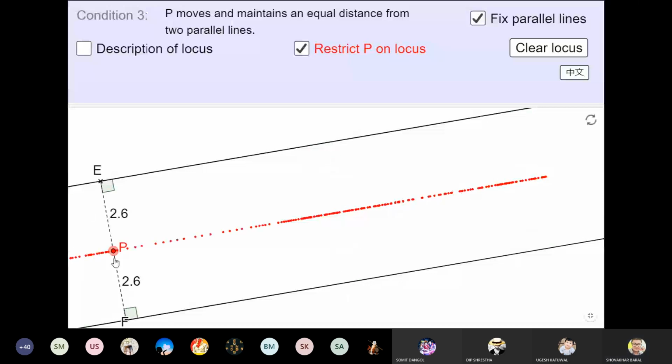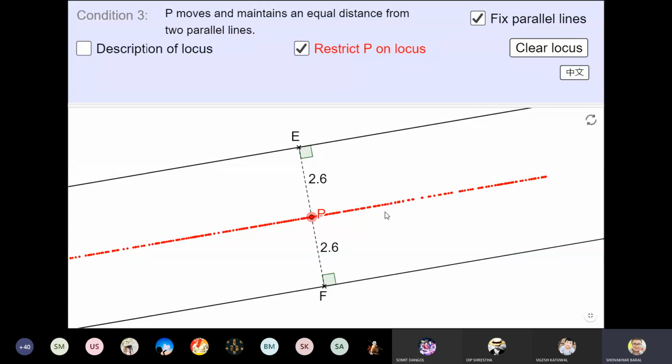So moving with a fixed distance from two points also makes a straight line. Moving with equal distance from two parallel lines also, what is formed? A straight line is formed. Okay, this is also a straight line. So I hope you understand. We have discussed three different examples.